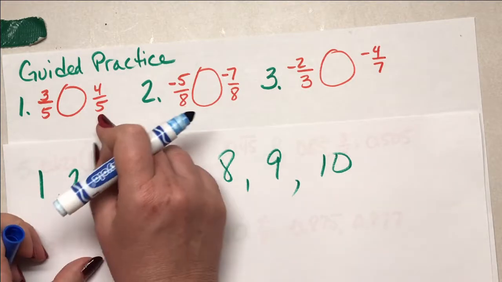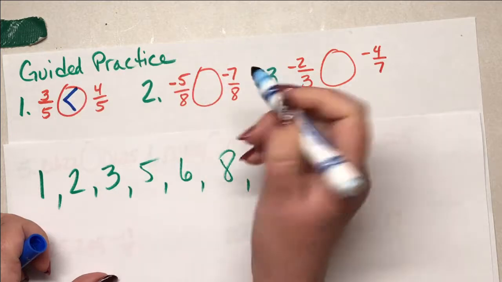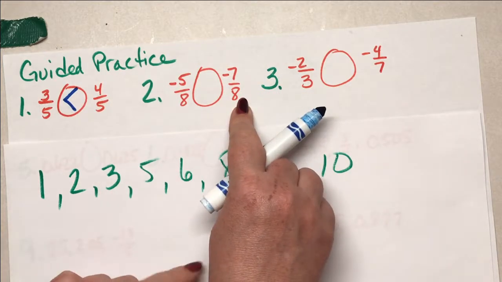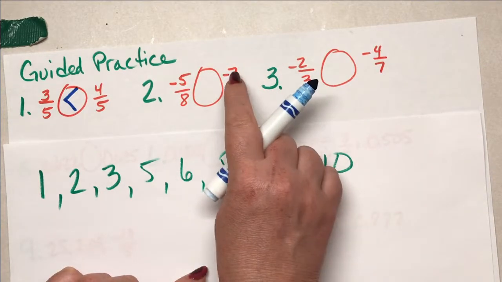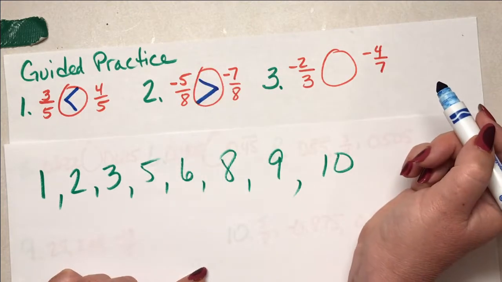First up, we have 3/5 and 4/5. There's a common denominator, so my bigger numerator wins. Second up, I have common denominators, but these are negative numbers, which means the bigger the digits, the smaller the number, so this direction wins.